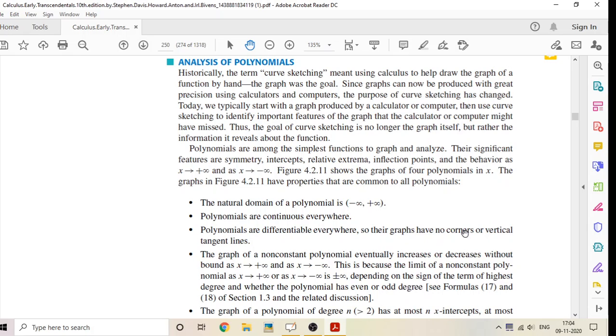When you take polynomials, since it is differentiable, there will not be any sharp points or vertical tangent lines. These two things are different when you have rational functions; they need not always be continuous, and they need not be differentiable. So these two things will be different for rational functions.